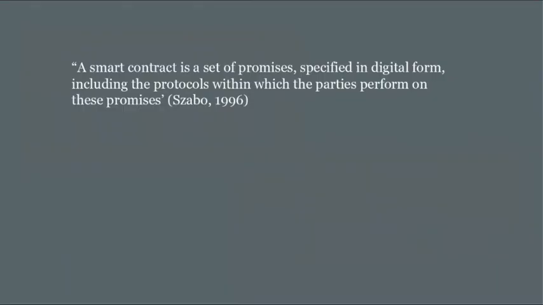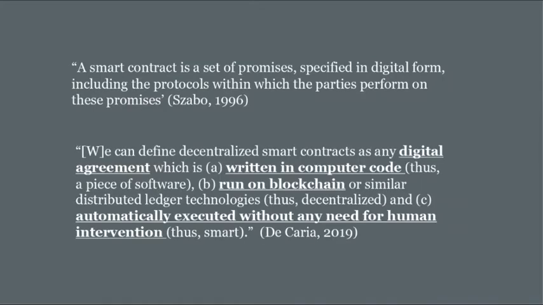Szabo originally defined smart contracts as a set of promises specified in digital form, including the protocols within which the parties perform on these promises. But the idea of smart contracts, as I said, evolved with the development of the blockchain and other distributed ledger technologies. And since then, smart contracts are understood as digital agreements written in computer code, run on the blockchain, and automatically executed without any need of human intervention.